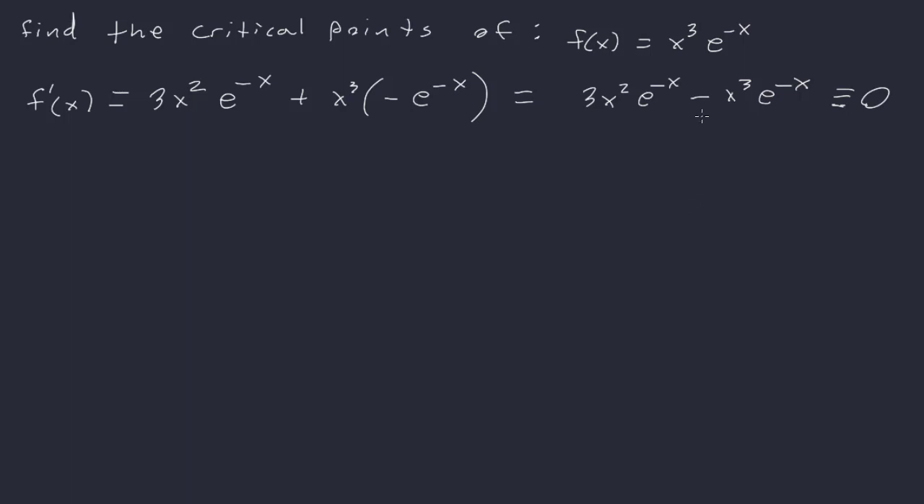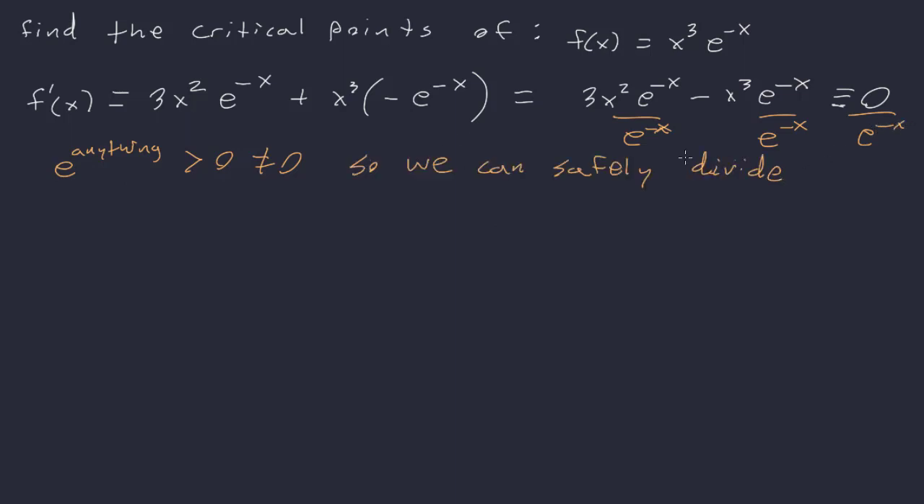Now, when you set anything with e to the stuff equal to 0, one thing to note is that e to any real number is going to be positive, specifically non-zero. So that means we can actually safely divide out this e^(-x). This is usually why we don't divide by things with variables in them, because they might be equal to 0, and we might be missing some important information. But e to the stuff will always be nice and positive, never equals 0, so we'll never be dividing by 0. So we get down to this equation instead.